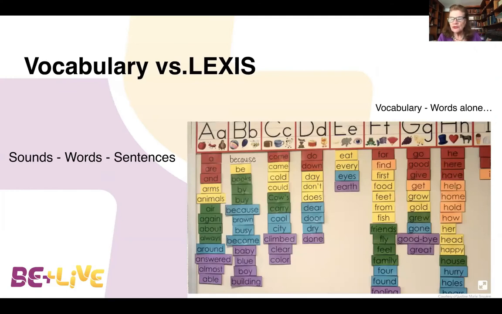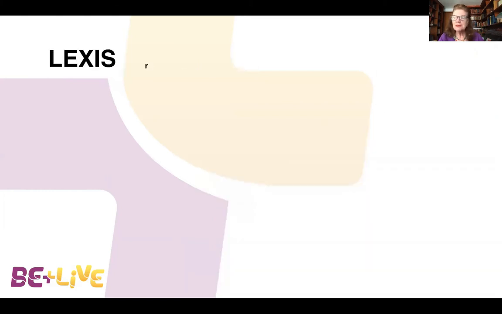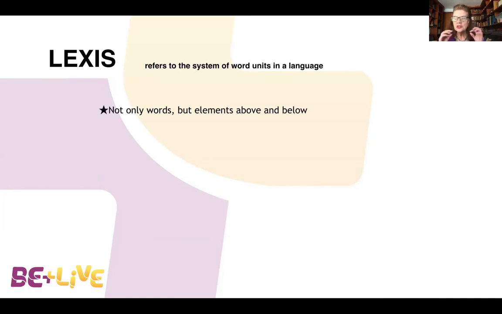So what's the difference between vocabulary and lexis? Well, our language is made up of sounds and then words and then sentences. And so vocabulary are the words alone. This is a typical word wall where there's just words. Lexis is a bit broader. It really refers to units of words. So for example, not only the words themselves, but the elements above and below. So step is one thing and step up is different. So that's lexis. Conscious and unconscious, or units like raise your hand.